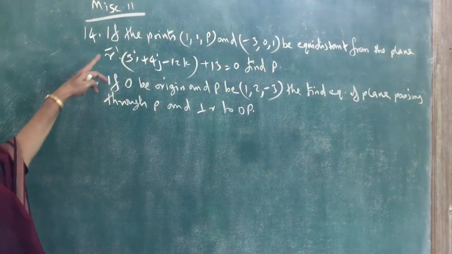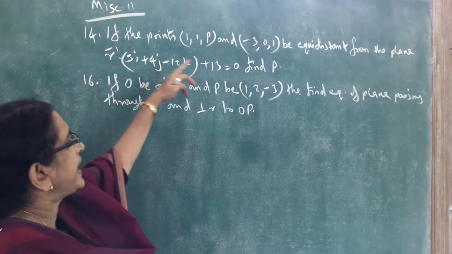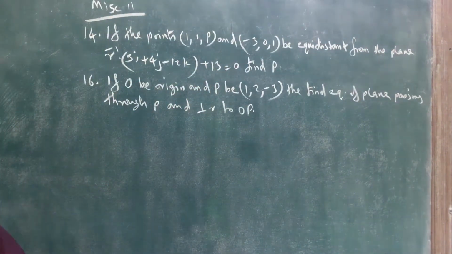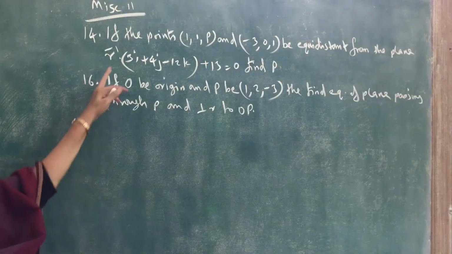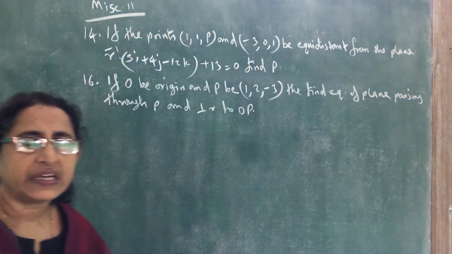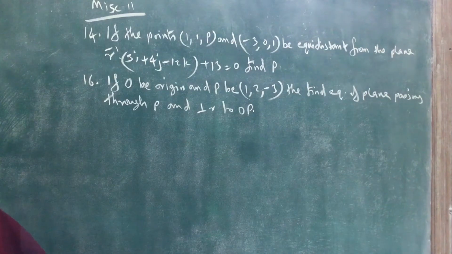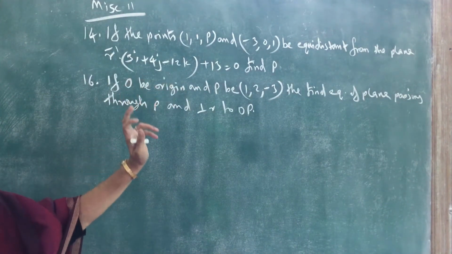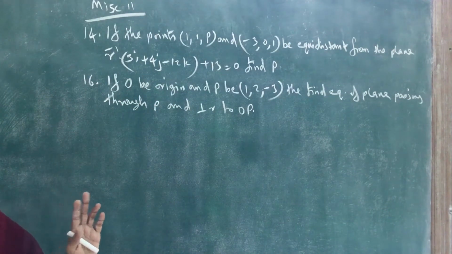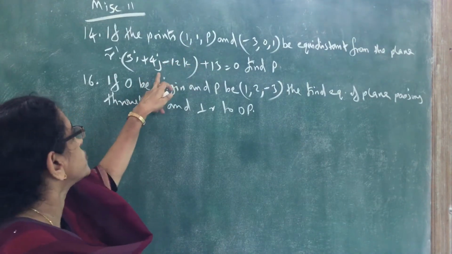14th one. If the points (1, 1, p) and (-3, 0, 1) are equidistant from the plane, find p. Given that two points are equidistant from a plane, we have to find the value of p. So we have to find the distance from each point to the plane.